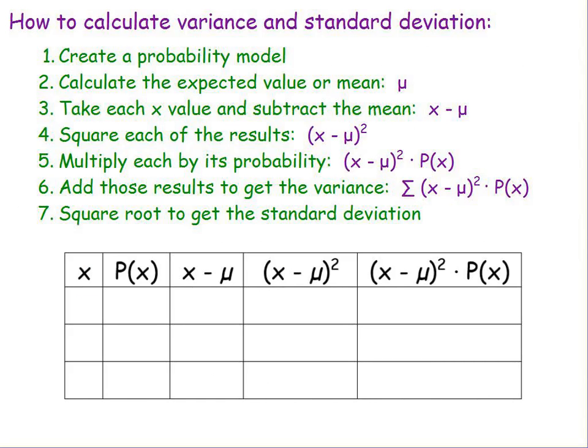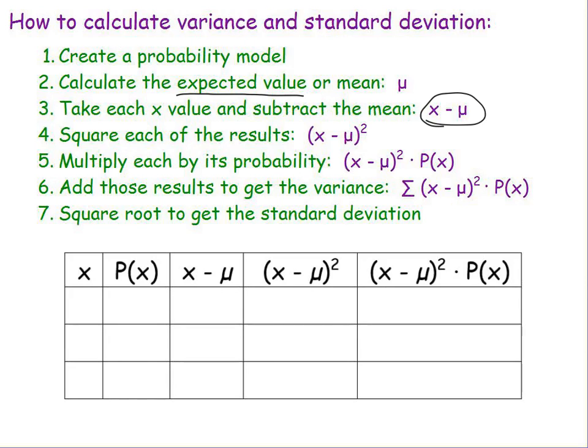So to break down variance and standard deviation, first step, create your probability model. If you remember, that's the table that simply lists all of your probabilities and the outcomes that go with them. Next thing you got to do, calculate your expected value. That was what we learned last lesson. And then, and we've done this before, take each x value and subtract the mean. So that would be this little formula, x minus the mean.